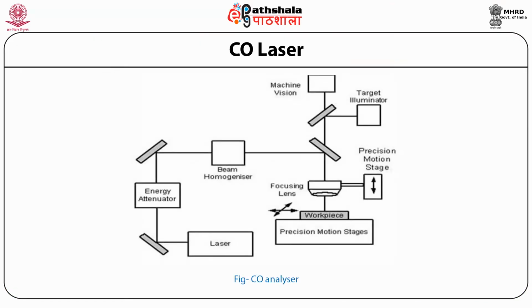The figure shows the carbon monoxide analyzer. In this figure, the laser light passes through the energy attenuator to the beam homogenizer, where the laser beam is homogenized, then transferred to the carbon monoxide container. Then the focus lens passes the laser light to the carbon monoxide gas, where the precision motion stages make changes, and the target illuminator observes the emitted radiation or the radiation absorbed by the carbon monoxide, which is identified as the concentration of carbon monoxide.